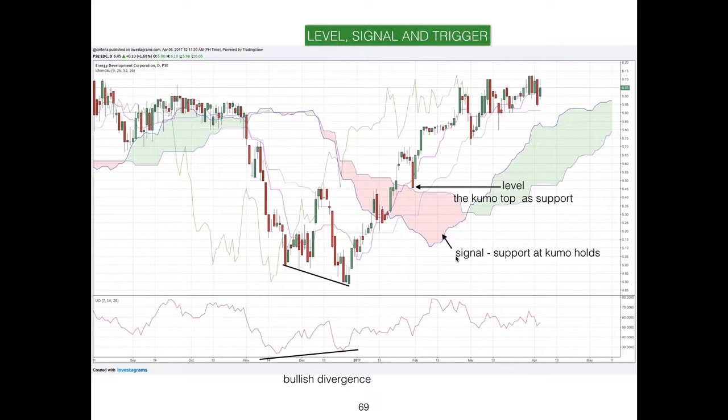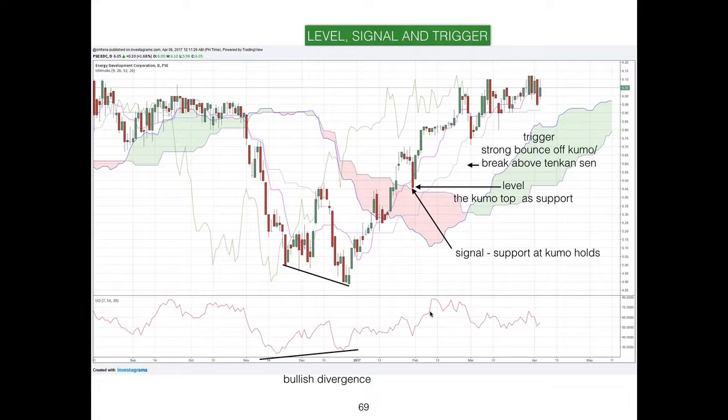Your signal is the fact that the support at the Kumo is able to hold. It made a gap down. The price dropped towards that Kumo level and it was able to hold. So that was a signal that this is a strong support. The next day, there's a gap up on prices. So that is another signal that this support level is going to hold.